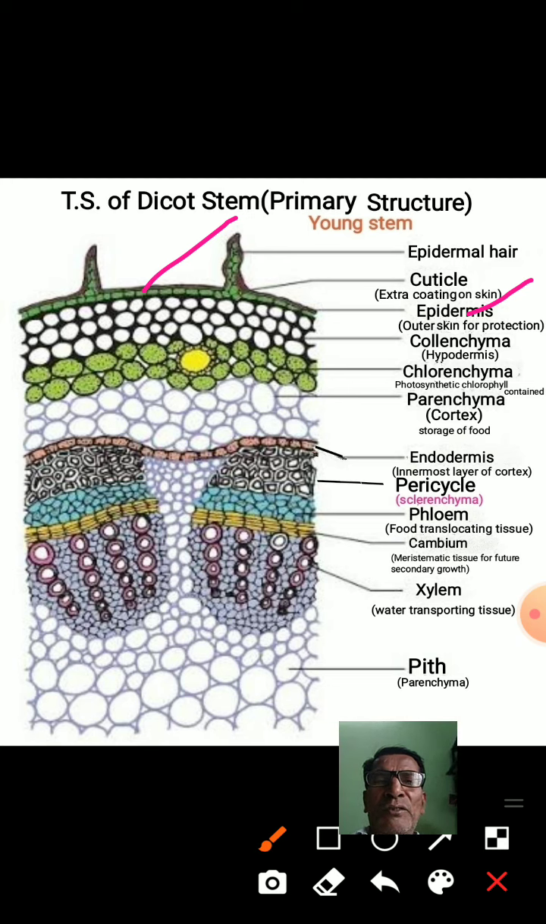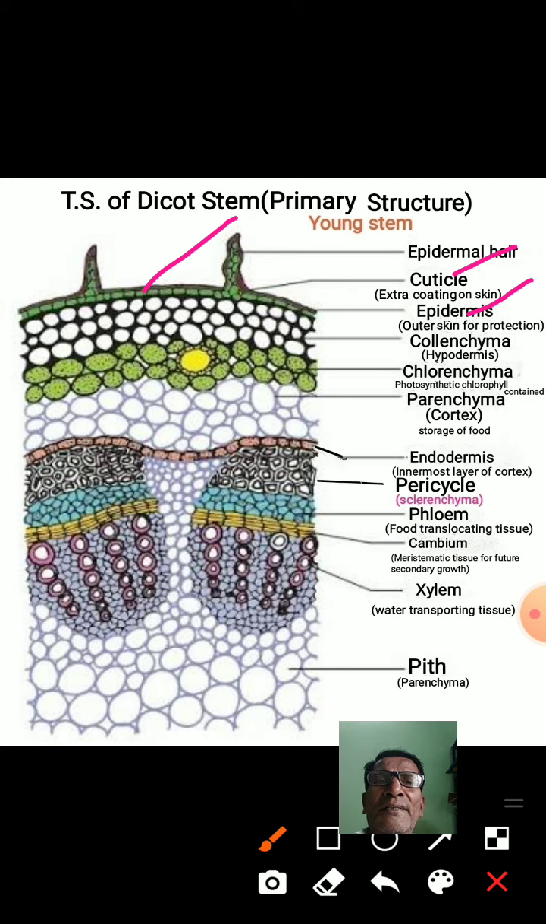Now, for this protective epidermal layer to perform the function of protection beautifully, the epidermis is deposited with an extra coating on it. The extra coating is called cuticle. The epidermis is deposited with certain other substances which enhance its protective function. This epidermis also shows extra measures to provide nice protection.